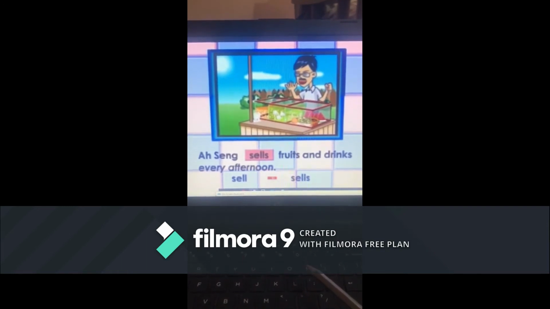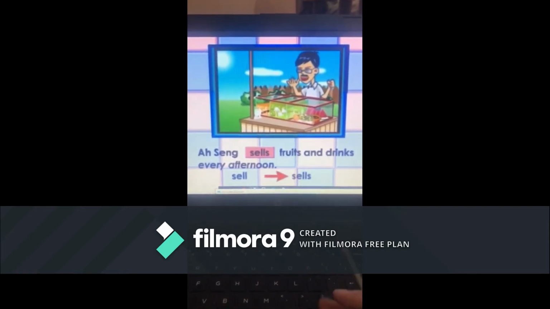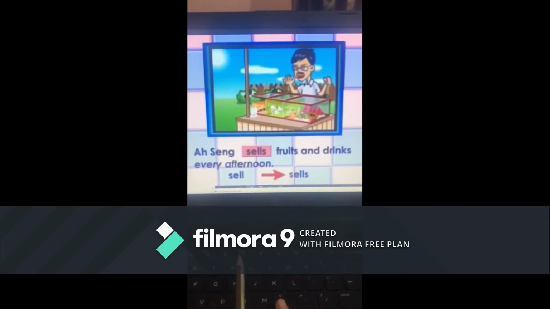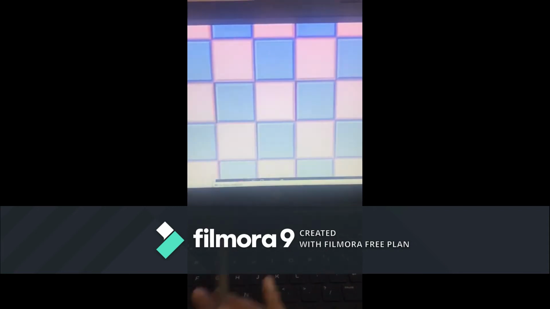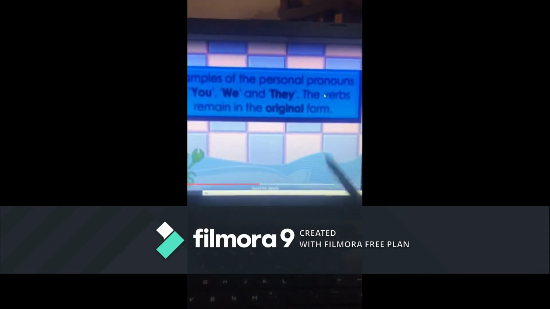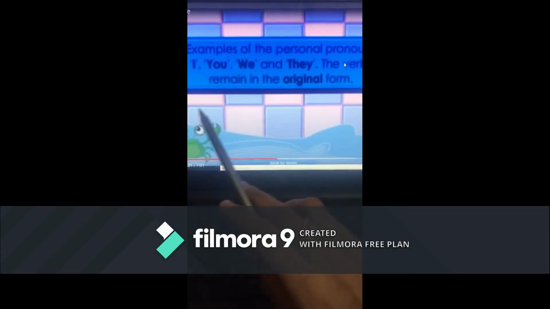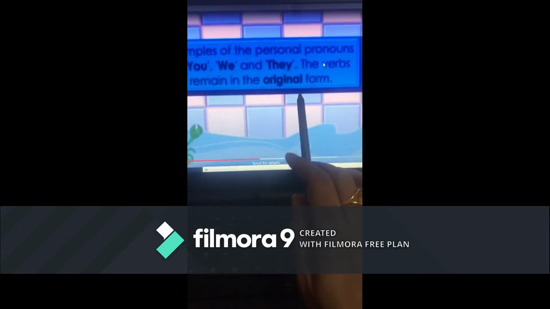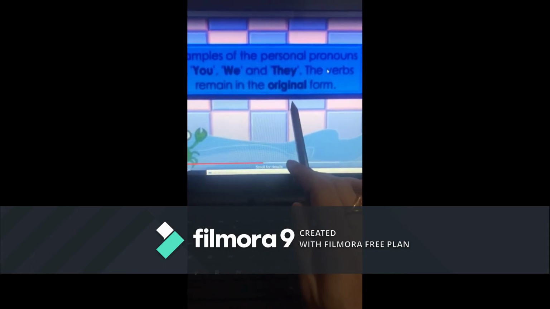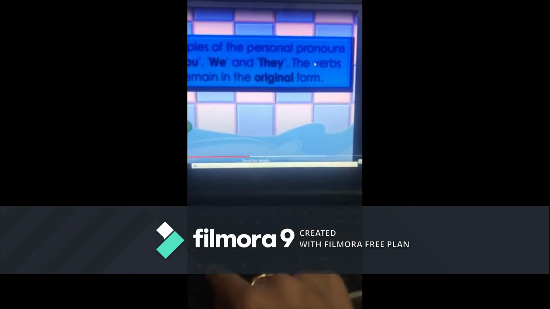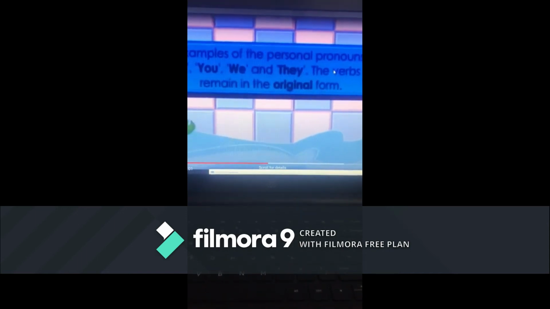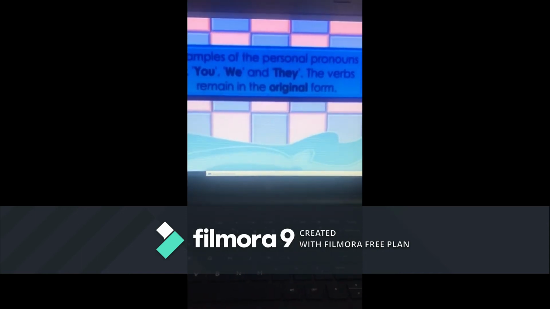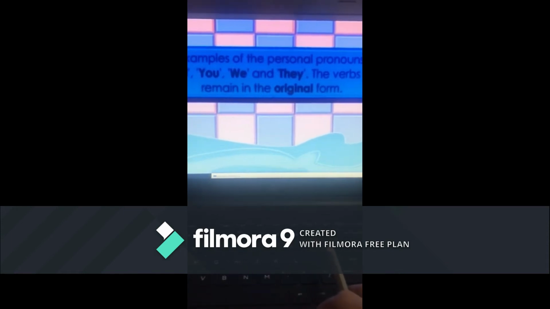Our aunt sells fruits and drinks every afternoon. Now sell becomes sells. Children, when these pronouns appear, I, you, we and they, we cannot add s or es to the verb. The verb will remain in its original form to make it simple present tense. Okay, let's take some examples.